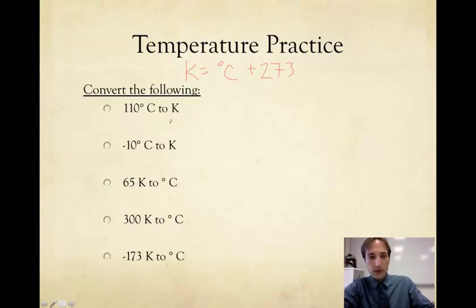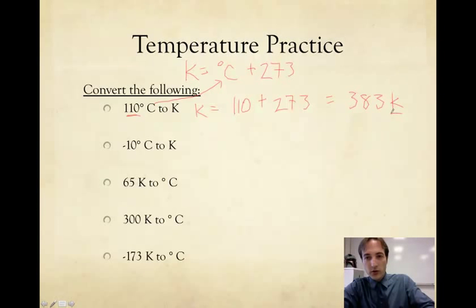All we need to do is solve some problems here. So remember, we plug it in. They're giving us Celsius, so we're going to plug it in right there. So K equals 110, because that's what they gave us right here, 110 Celsius plus 273, which means we have 383 Kelvin. Make sure you write your units. There's no naked numbers. They always need units, okay?